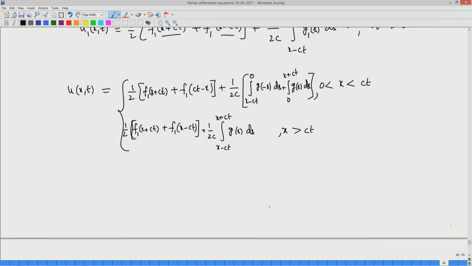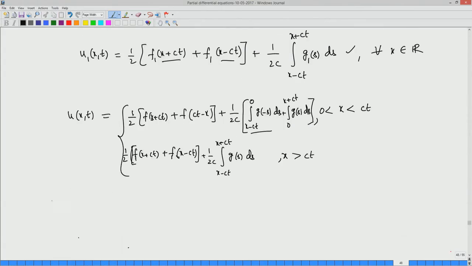So, if you rewrite, the final solution u of x, t you can write as half of f of x plus ct plus f of ct minus x, and then plus 1 by 2c.